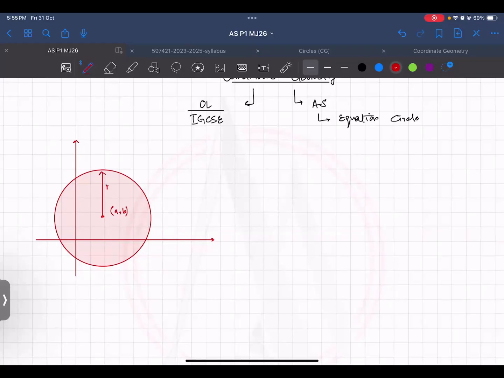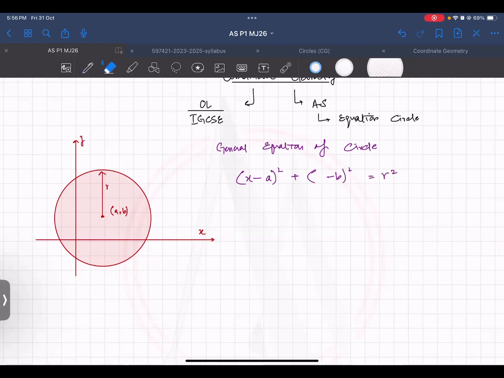Let's suppose this is your circle, and we know this is the y-axis, this is your x-axis. The general equation of a circle, you have to learn this. The general equation of a circle is like this: (x minus a) whole square plus (y minus b) whole square is equal to r square, where (a, b) is the center of the circle and r is the radius.